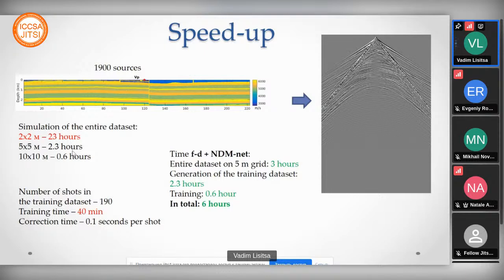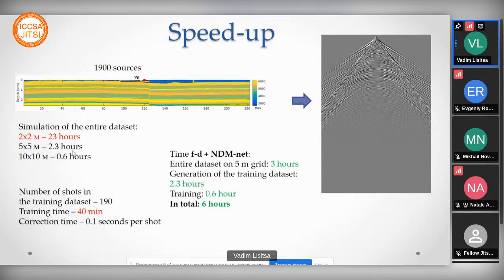So even if we use this concept in a very naive way, if we do not try to optimize the position of the sources to construct the training data set, we'll still have quite a nice speed up of up to 4 times.